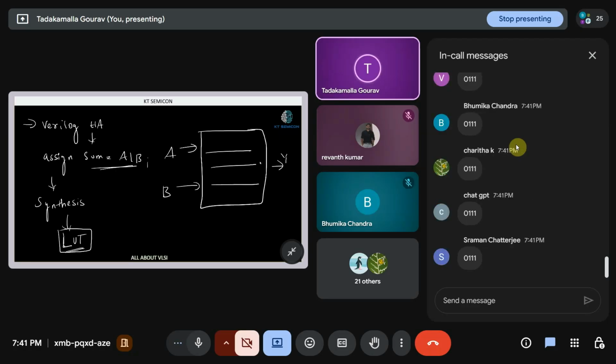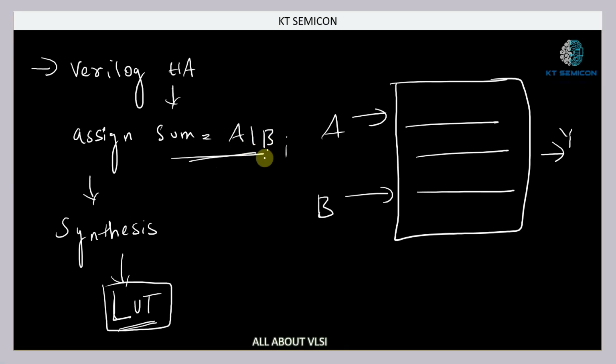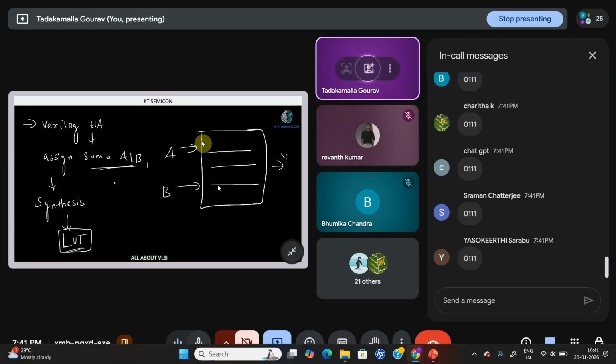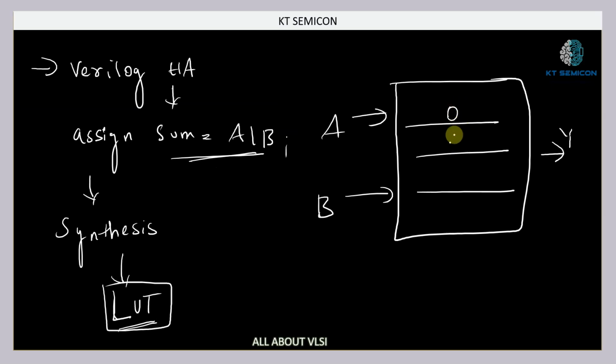Exactly, 0 1 1 1. By mistake, I don't remember in my exam what the code for a half adder is, so what I've done simply is written assign sum is equal to A or B. The compiler doesn't know anything. It just checks the syntax and the tool synthesizes it and converts it into LUT based logic, right? Now it is going to fill these locations accordingly.